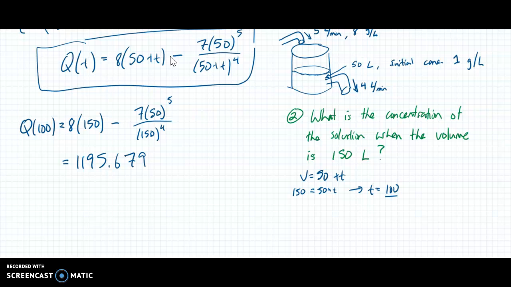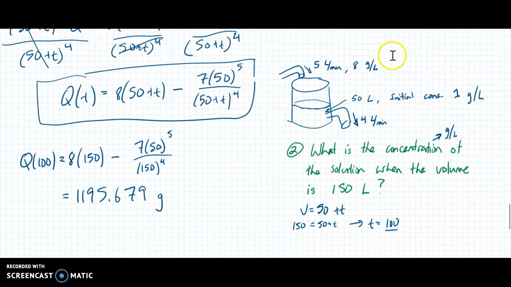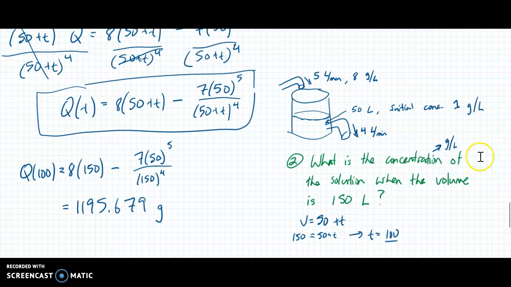Now, some people will stop here and be like, oh, I got it, that's my answer. Well, there's a couple problems here. One, I asked for the concentration. What are the units of Q? Remember, the units of Q are grams. Concentration, well, that's grams per liter. So it's not the right units, so it's not concentration.